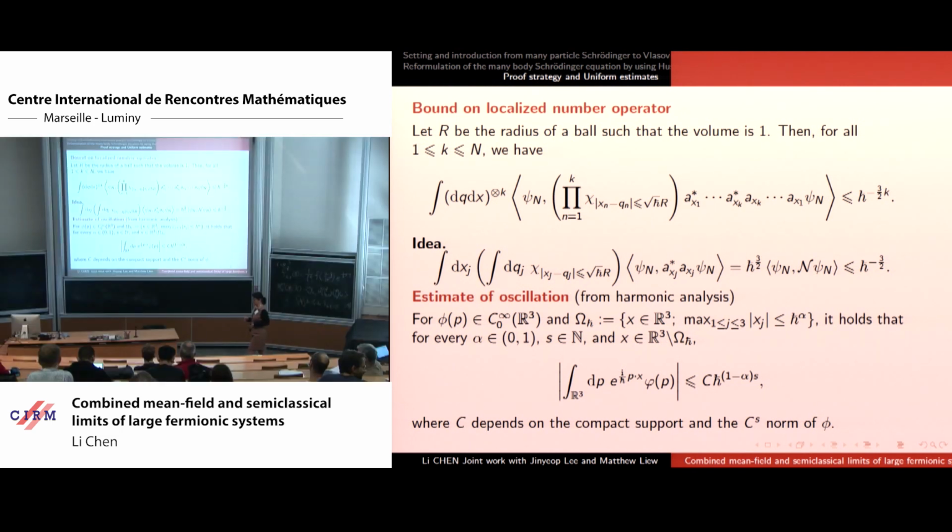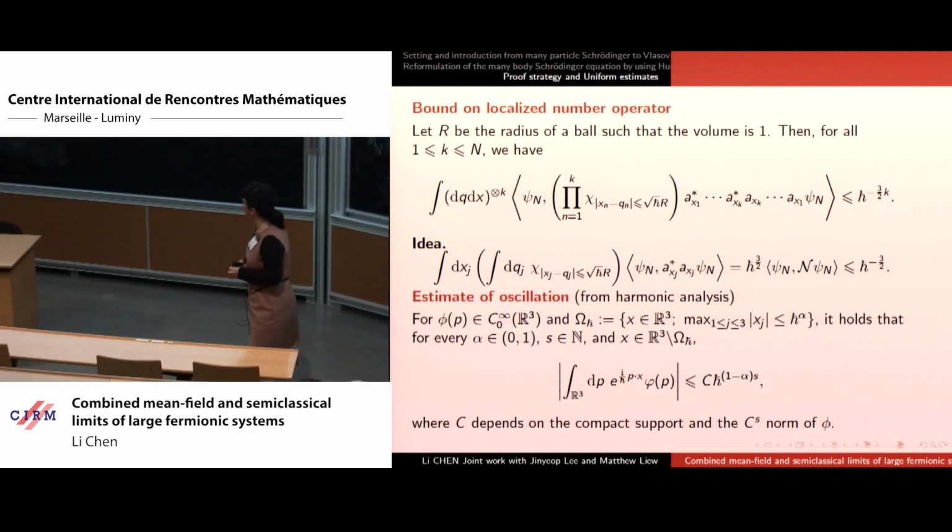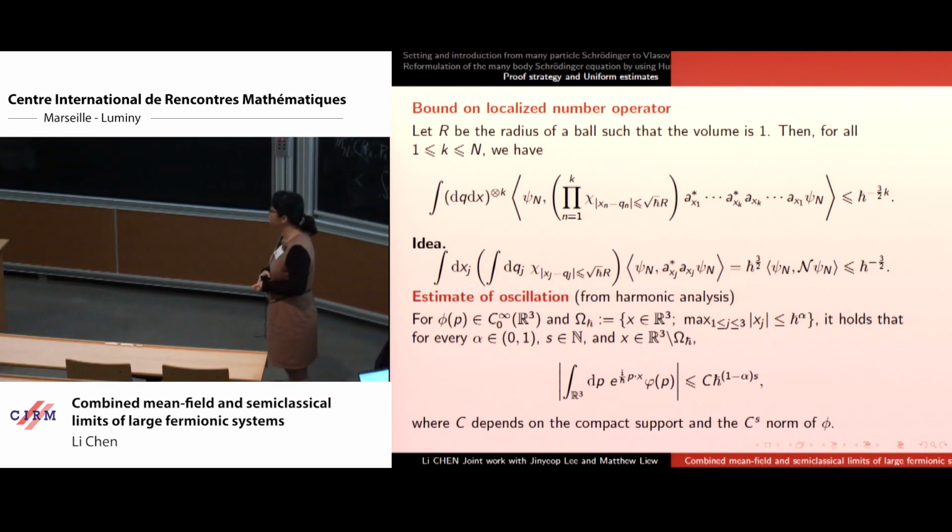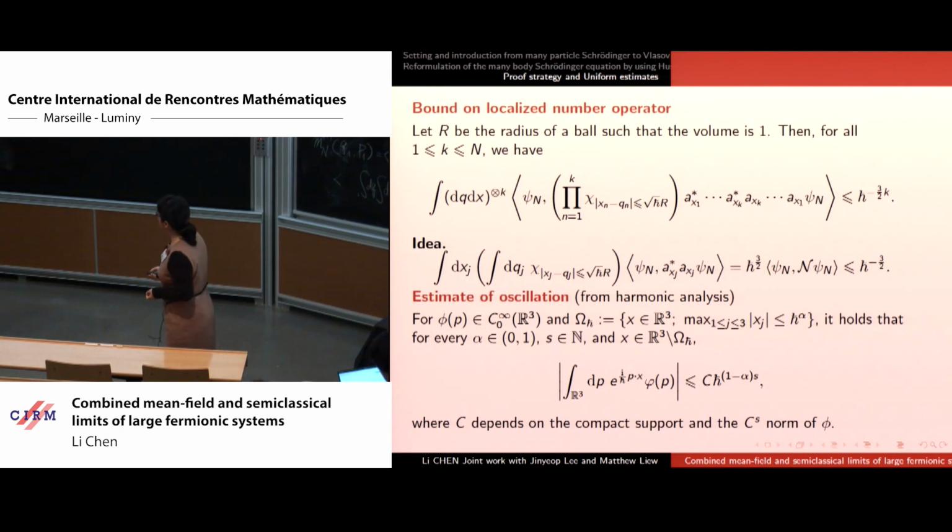particles in this regime. Okay, the idea, I'm going to skip it, is just a computation. You first integrate out the q variable, then you get something. And then you use the boundedness of the number operator, you get a square root of N. This is a preparation for the estimate for the remainder term.